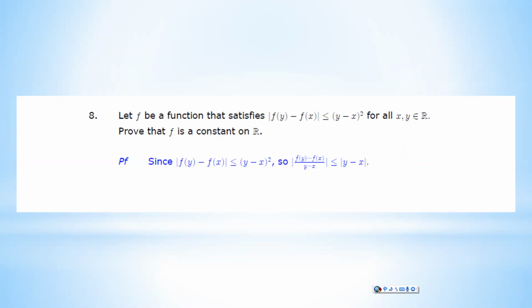So we're going to have that the ratio (f(y) minus f(x)) divided by (y minus x) is now bounded by |y minus x|. This is obviously true if you divide by |x minus y| on both sides. Now, why is this useful? Because on the left-hand side you get a ratio, and on the right side you have y minus x.